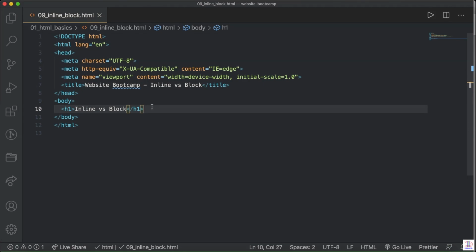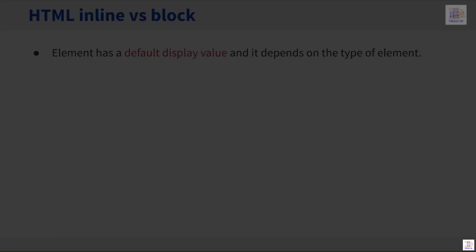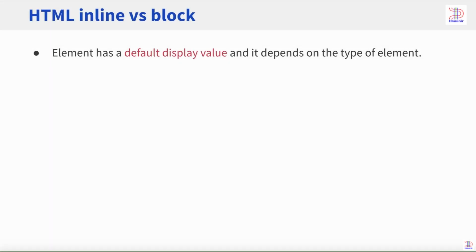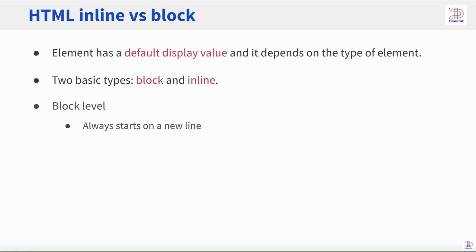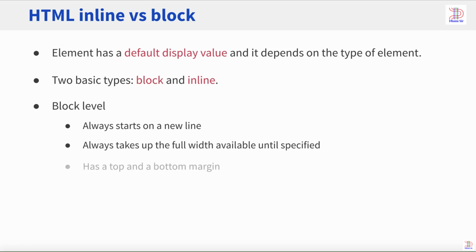Let's quickly go through some of the important concepts related to inline and block. HTML inline and block element. An element has a default display value which depends on the type of the element. The display has basically two types, block and inline. A block level element always starts from a new line. It always takes the full width available until specified by CSS. Sometimes it adds top and bottom margin as well.